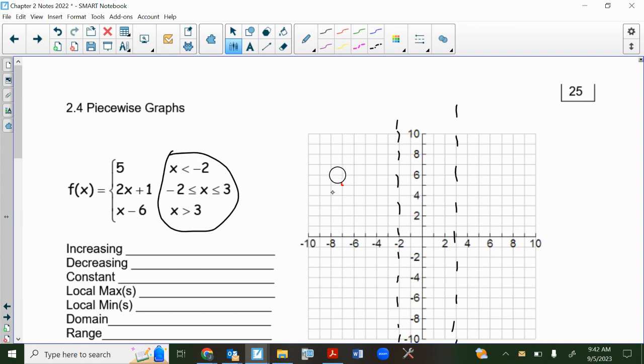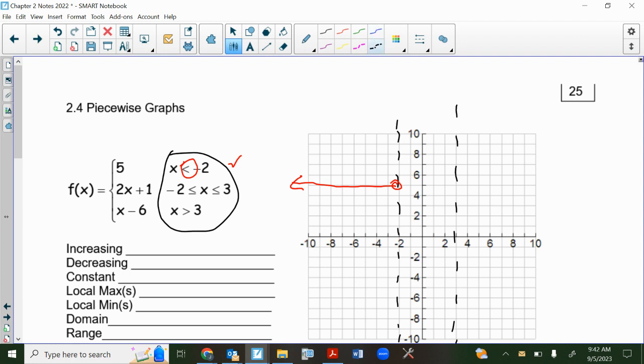Now I just start graphing each of these lines, and you think of them each separately. So f of x equals 5 is a horizontal line at 5. But once I get to -2, because it's less than, it's an open circle. And because there's no other bound on the left side, it just says less than, so I'm going to go forever. So I put the arrow. There's 5. That piece is now done.